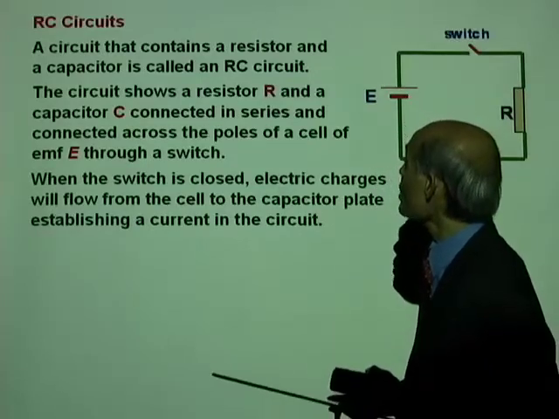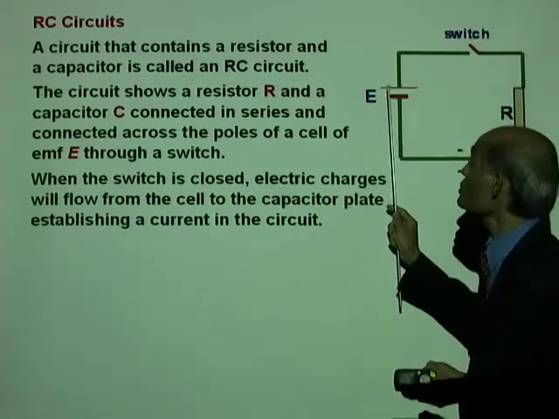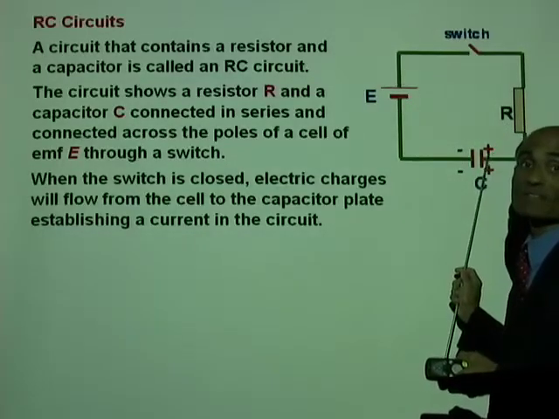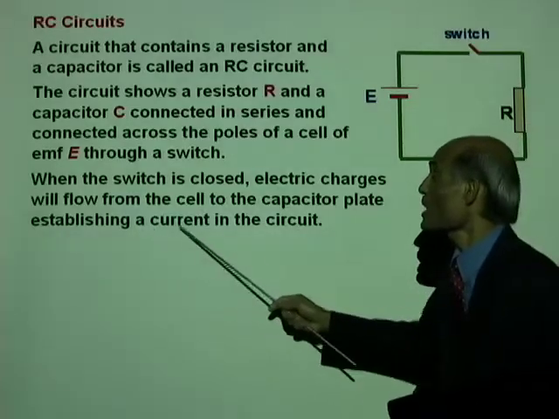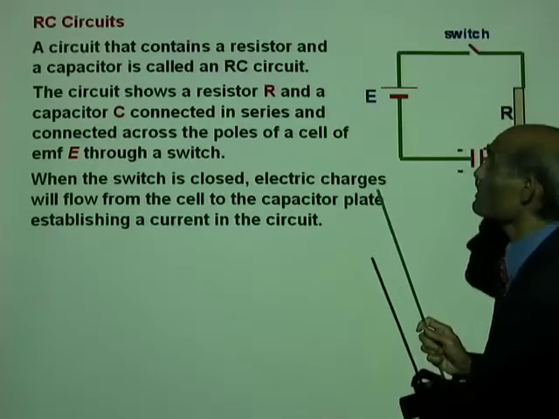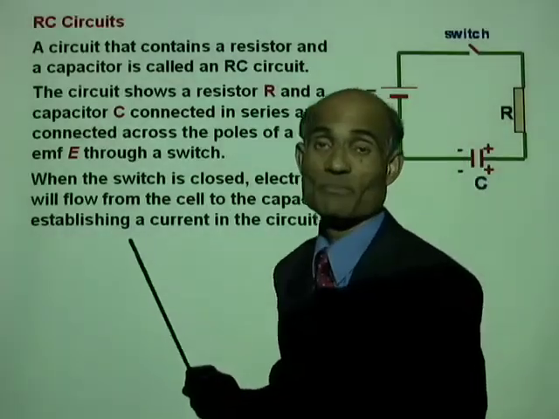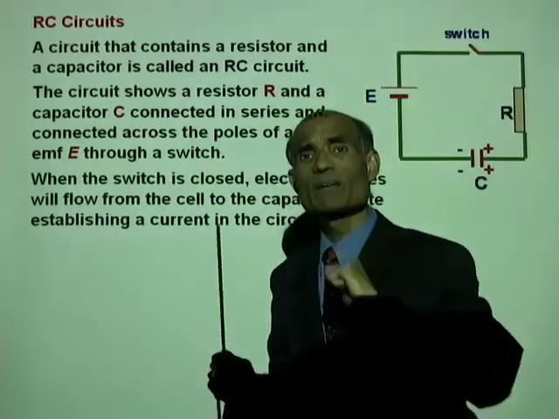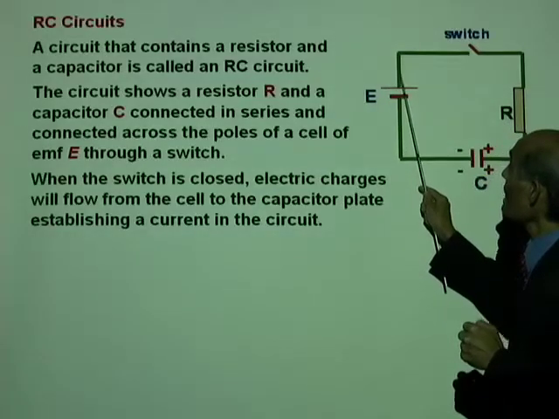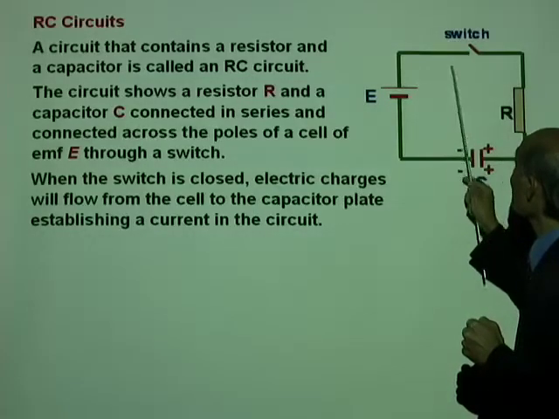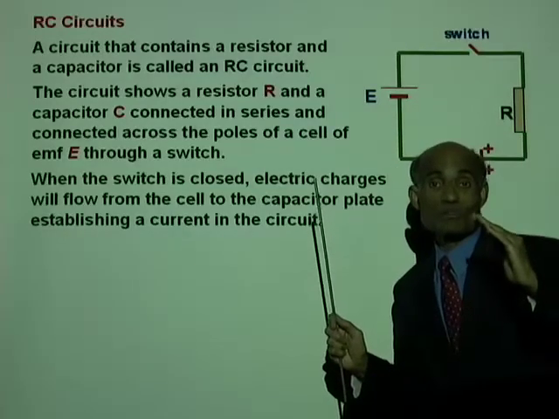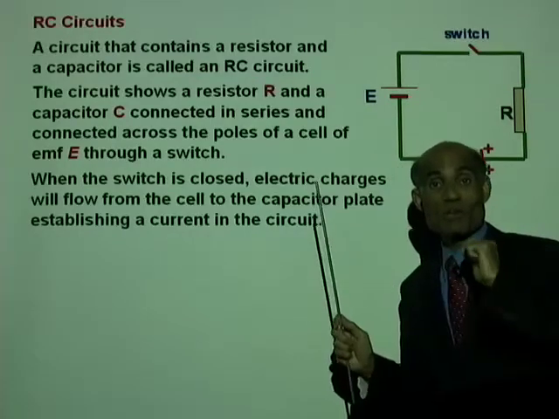Now when the switch is closed, what will happen? Electric charges will flow through the resistor onto the capacitor plate, establishing a current in the circuit. Now tell me, what do you think will happen to the current with time? Will the current remain steady? Well, what happens is, as electric charges continue to flow from the cell to the capacitor plate, the current will start decreasing. You know why?